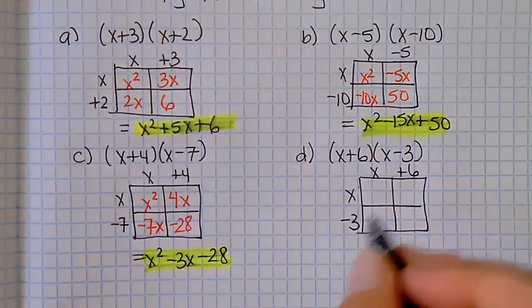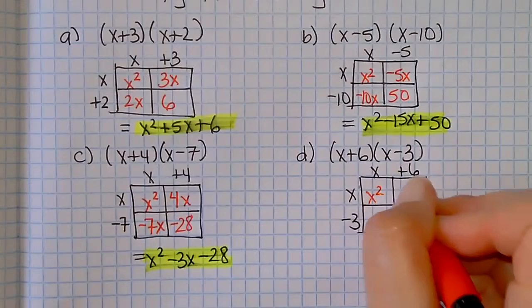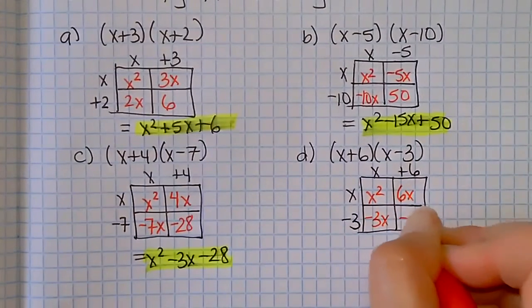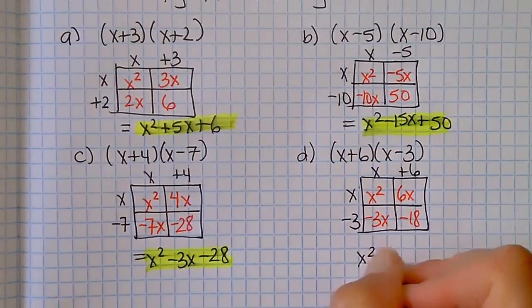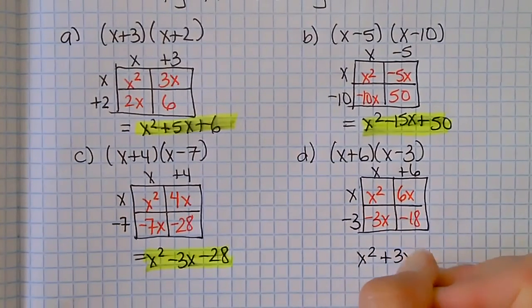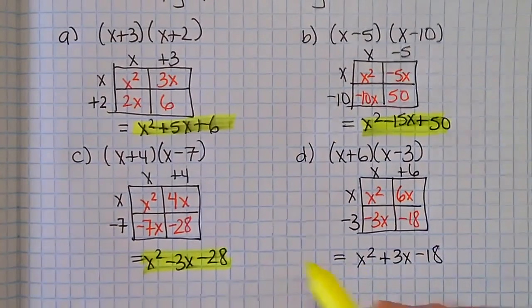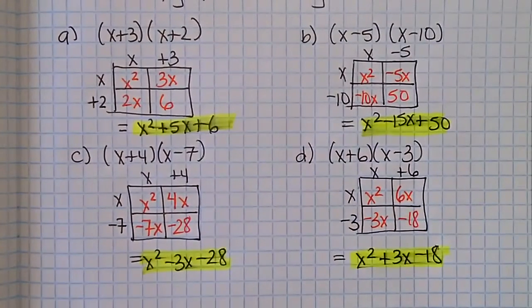The next one, x plus 6, x minus 3. So that's going to give me an x squared, a 6x, a negative 3x, and a negative 18. So I end up with x squared plus 3x minus 18. Okay, and that's our answers.